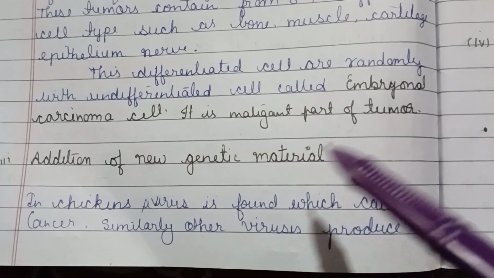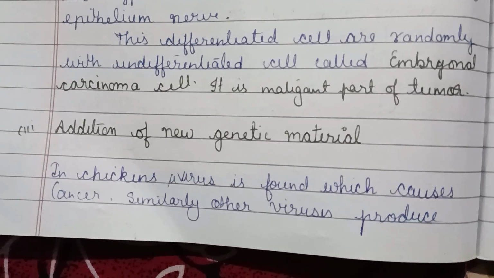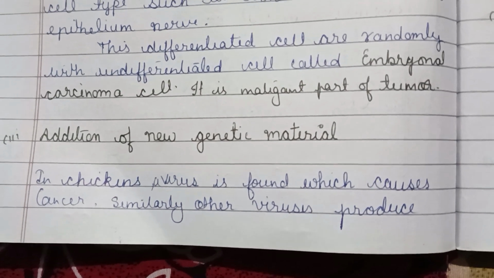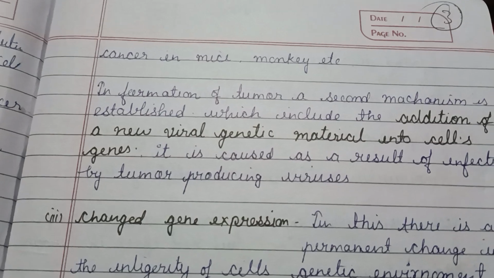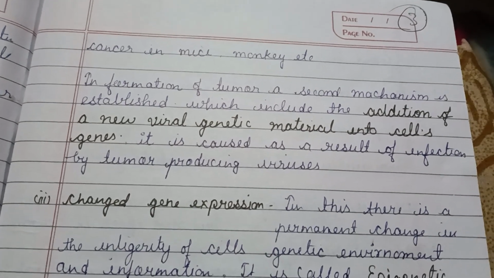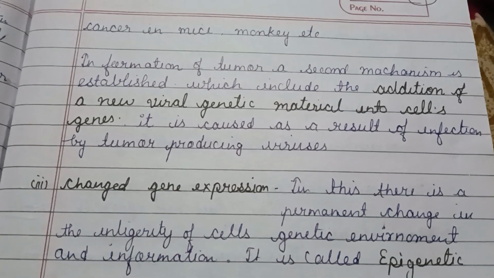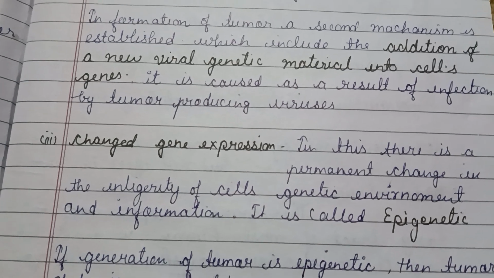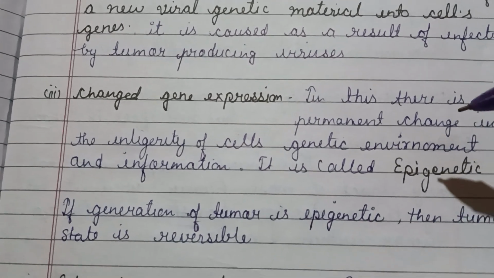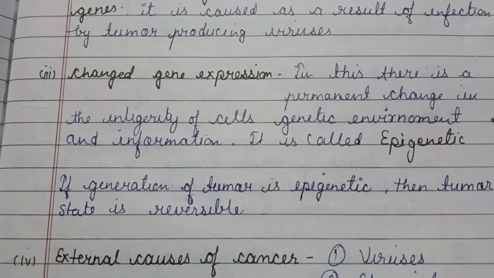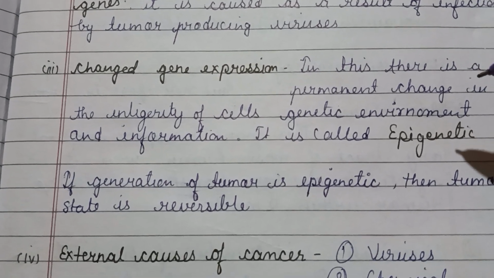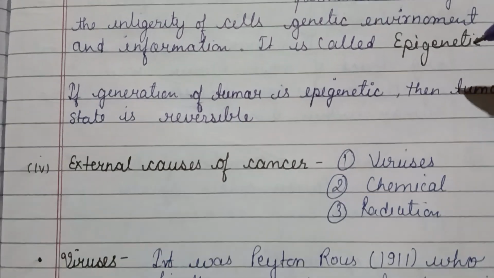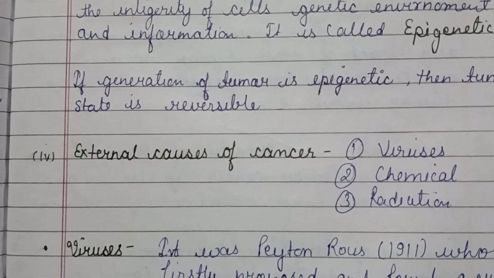The second mechanism is addition of new genetic material. In chickens, a virus was found to be the cause of cancer, similar to other viruses that produce cancer in mice, monkeys, etc. Formation of tumor is established as the second mechanism, which includes the addition of new viral genetic material into cells and genes. It is the result of infection by a tumor producing virus. And the third one is change in gene expression. In this, there is a permanent change in the cell's genetic information. It is called epigenetic. If the generation of the tumor is epigenetic, the tumor state is reversible.